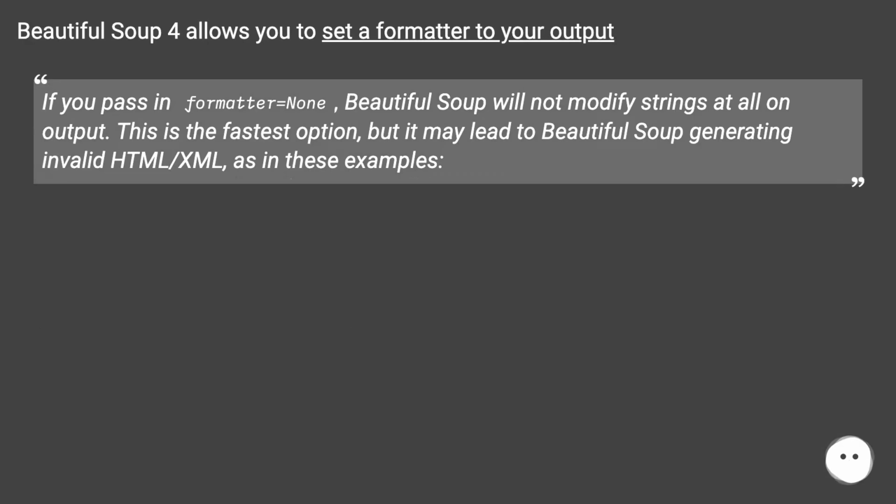Beautiful Soup 4 allows you to set a formatter for your output. If you pass in formatter=None, Beautiful Soup will not modify strings at all on output. This is the fastest option, but it may lead to Beautiful Soup generating invalid HTML or XML, as in these examples.